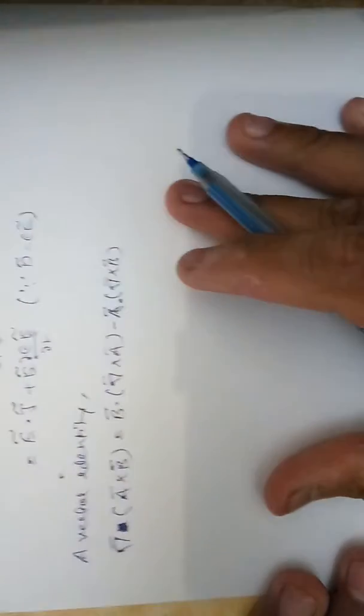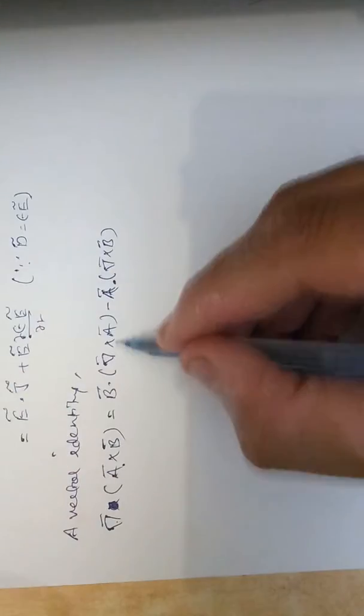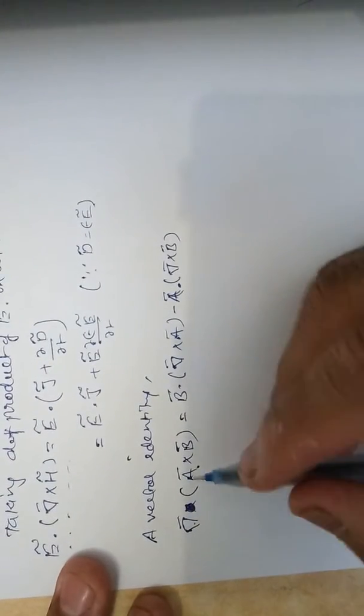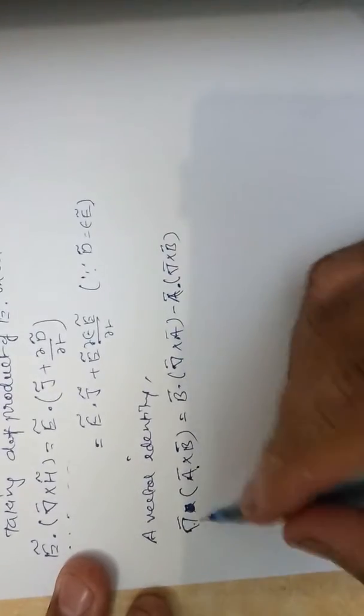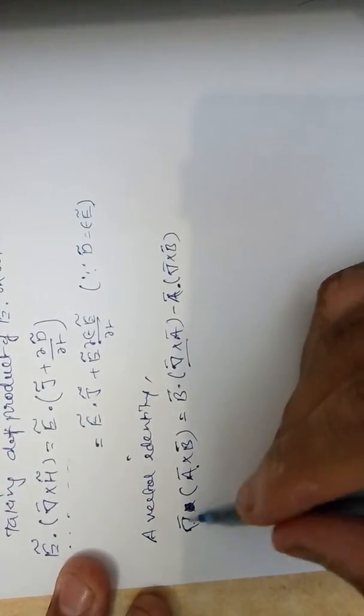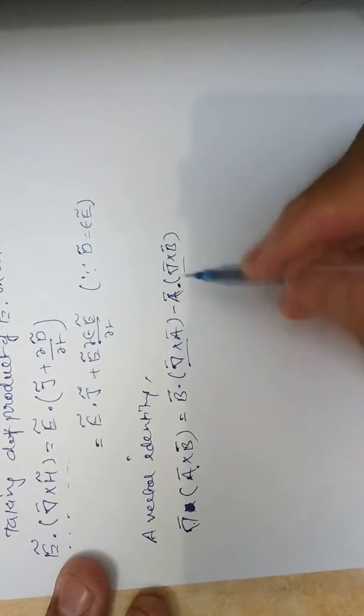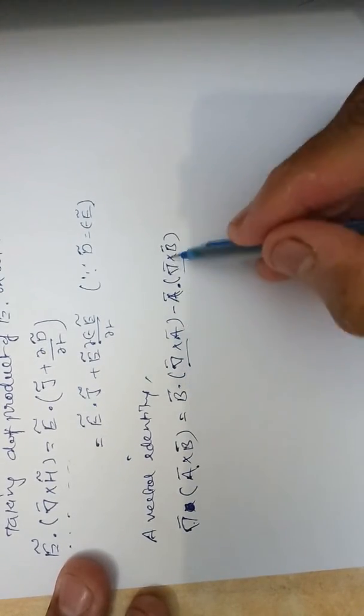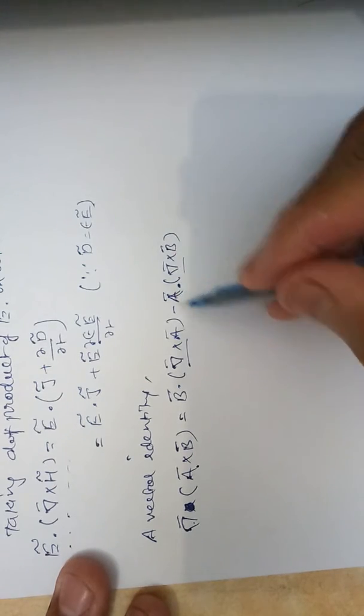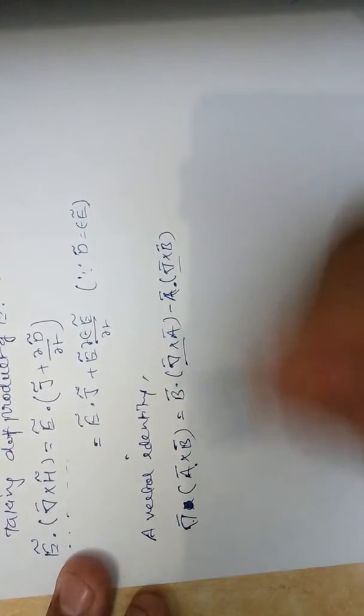So we can remember this formula as: first, this del is multiplied with A here, minus this del is multiplied with B. Wherever we multiply with A we have to write B, and wherever we multiply with B we have to write A. This is a method for remembering purposes.